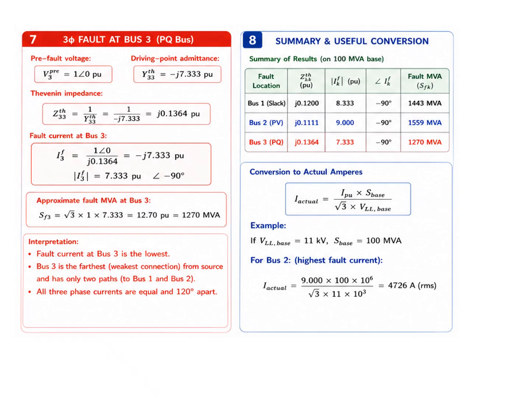So if we consider those three buses, bus 1, bus 2, bus 3, we have these bus representations like PV bus and PQ bus. ZK is obtained like this, IF is obtained like this, and the angle is -90, and the fault magnitude in MVA is like this. So the fault magnitude at bus 2 is high. If we use a power base of 100, we can calculate the actual current, and the actual current at bus 2 is 4,720 amperes. So we can select the circuit breaker based on this.